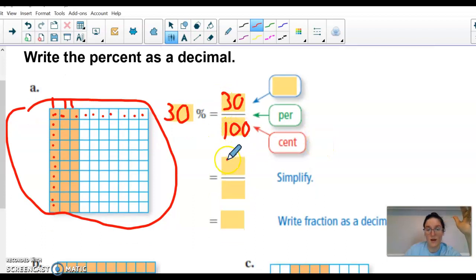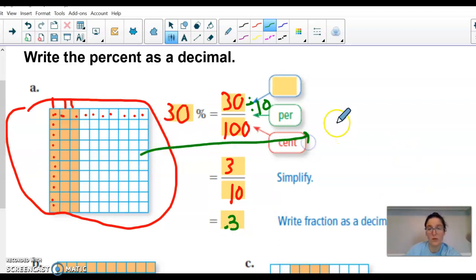And then if I simplify it, that's 3 over 10 just by dividing each of them by 10, because that's the greatest common factor. And then 3 over 10 as a decimal is 0.3. So this square as a percent is 30%, as a fraction is 3 over 10, and as a decimal is 0.3.